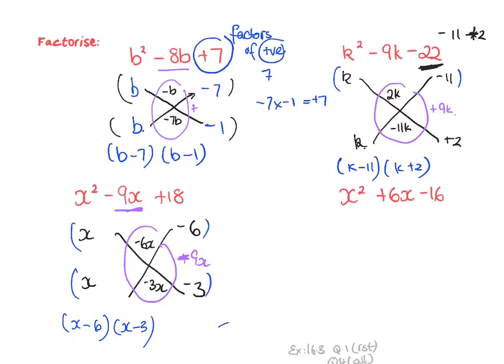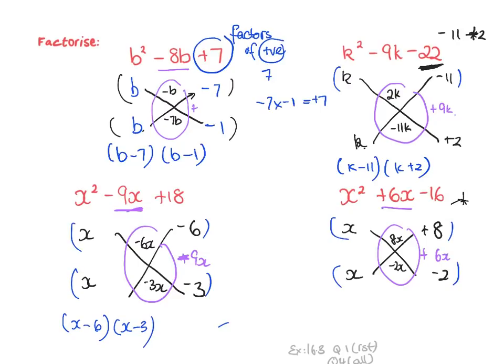Okay, let's go over and do this last one over here. Factors of x squared are x and x. That's easy. Now, who can tell me factors of negative 16 that are going to add to give positive 6? We got positive 8 and minus 2. So let's have a go. X times 8 is 8x, and x times negative 2, negative 2x. Do they add to give this? Yes. And therefore, these are our brackets. So we've got x plus 8, x minus 2.